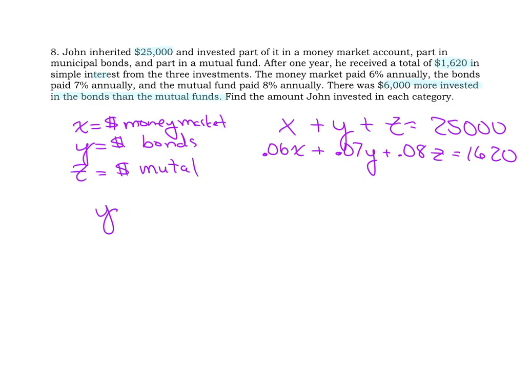Now, $6,000 more invested in the bonds than in the mutual, which is Z. More money here, so we do the math to the Z. So Y equals Z plus $6,000 more, and there's your system.